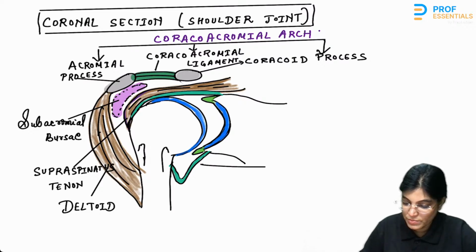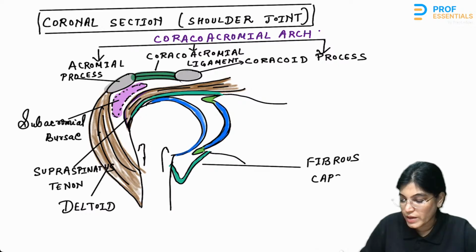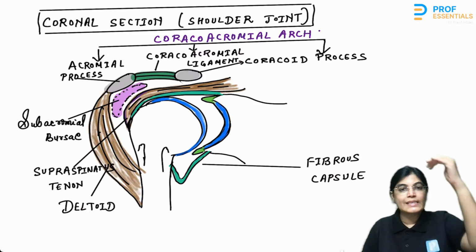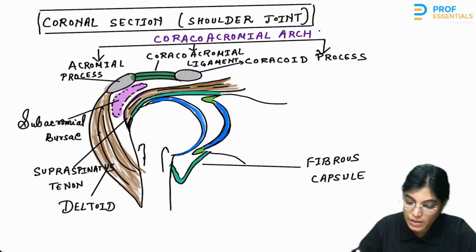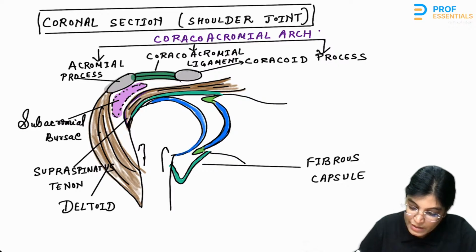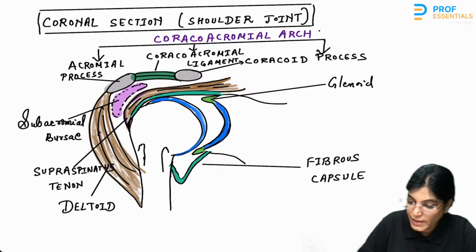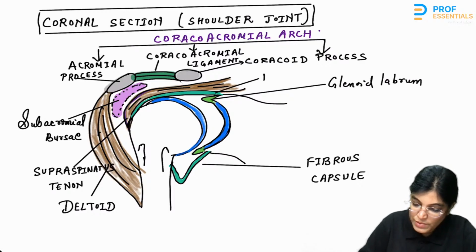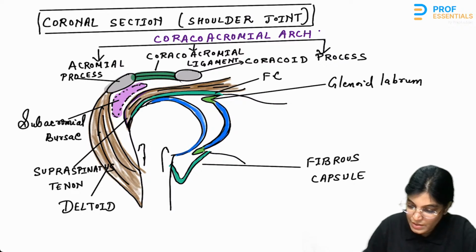So this is fibrous capsule or capsule of shoulder joint. What you can see is that it is descending lower down. Here we can see, this is glenoid, these are glenoid labrum. This is the attachment of glenoid labrum. This is again FC for fibrous capsule. This is again glenoid labrum and this is the fibrous capsule.